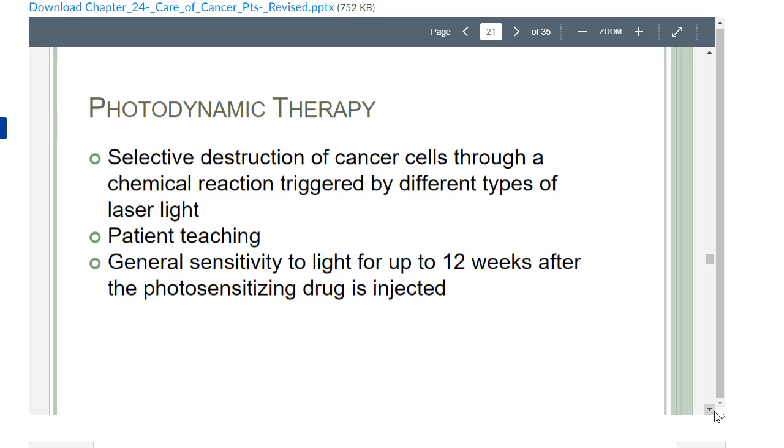So what they'll do is, about 24 to 72 hours later, the tumor is exposed to the light. So it will hopefully kill the cancer cells and activate the immune system, okay? But the important thing to remember is the patient may have general sensitivity to light for up to 12 weeks after the photosensitizing drug is injected.